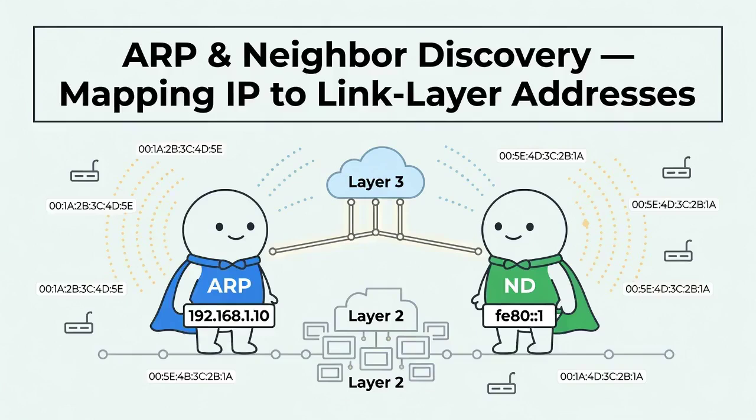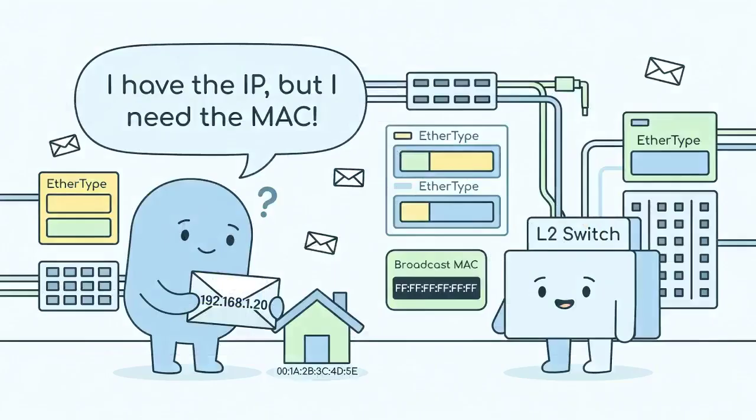Every packet that leaves your machine starts with a question. How do I turn this IP address into a MAC address? ARP for IPv4 and neighbor discovery for IPv6 exist to answer exactly that, bridging layer 3 to layer 2 on every local network. Switches forward frames by MAC, not IP.